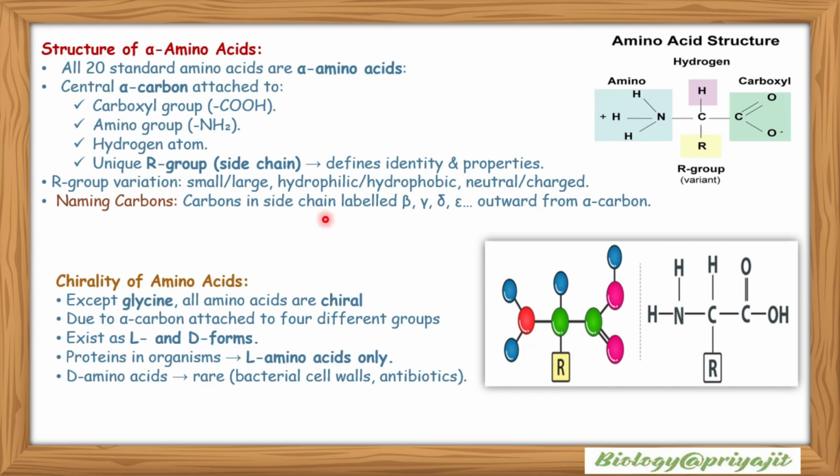Naming carbons: carbons in the side chain are labeled as beta, gamma, delta, epsilon, outward from the alpha carbon. Chirality of amino acids: except glycine, all amino acids are chiral, because four different groups are attached to the carbon atom. Due to the alpha carbon being attached to four different groups, amino acids can exist as L and D forms. In proteins in living organisms, in most cases they are L amino acids, but D amino acids are very rare. They are found in bacterial cell walls and antibiotics.